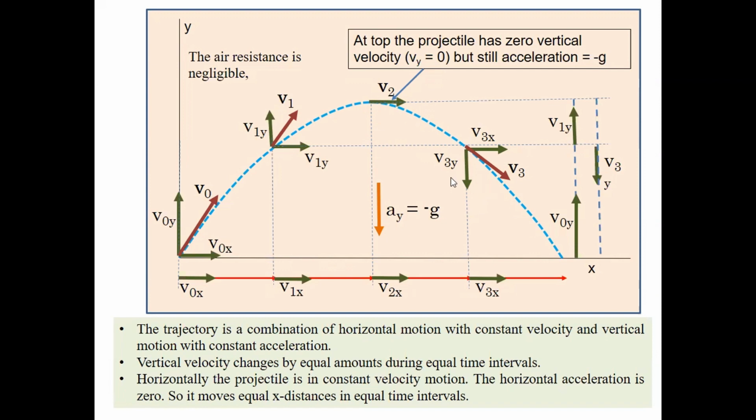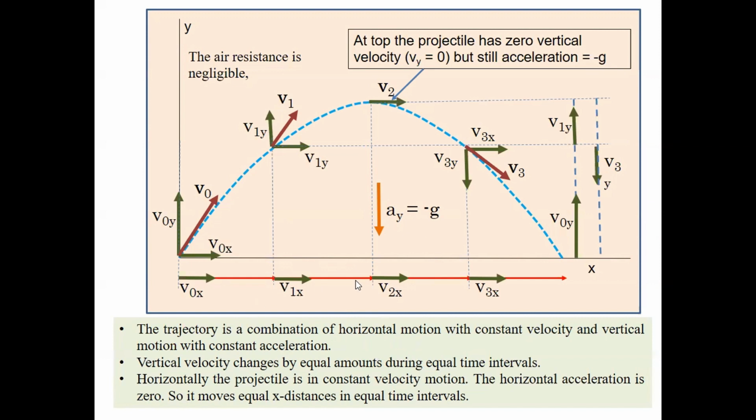Before hitting the ground, the velocity component along the y direction is maximum. Now, if we look at this trajectory, it is a combination of the horizontal motion with a constant velocity and a vertical acceleration. So it's a constant vertical acceleration, which is downward, ay equal to minus g, and the vertical velocity is changing by an equal amount during equal intervals of time.